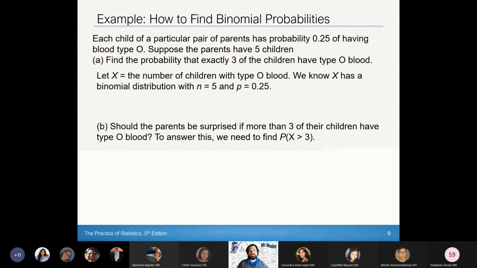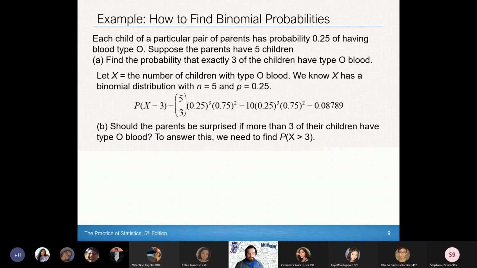Again, we're going to clearly define the things that we're going to be using. We're going to have X equal the number of children with type O blood. We know X has a binomial distribution with N equals 5 and P equals 0.25. So we will use the binomial probability formula for X equaling 3. So the probability of X equaling 3 is 5 choose 3 times 0.25 to the third power times 0.75 to the second power. And we ultimately get 0.08789. So about nearly a 9% chance of having 3 children with blood type O.